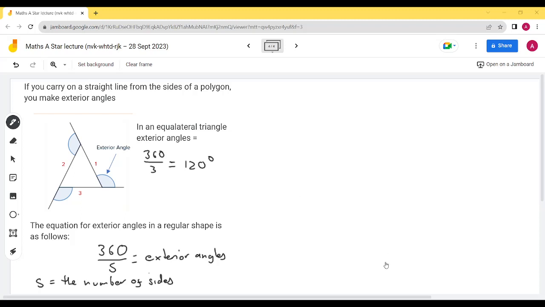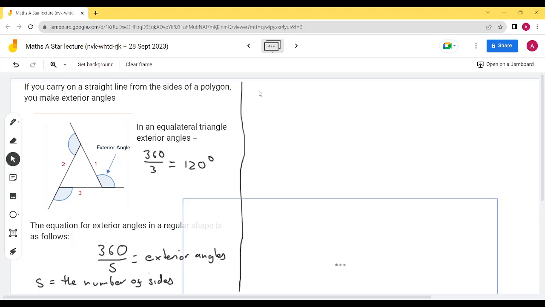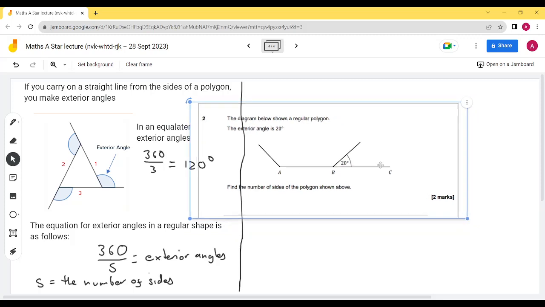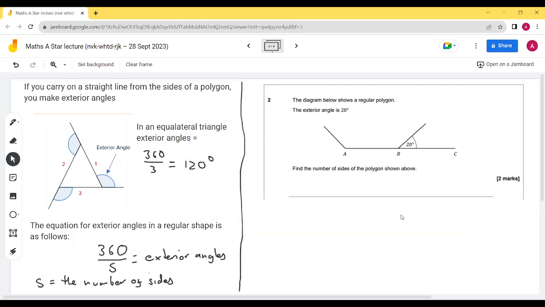And welcome in Ra as well. She's got a question here. And we're told the diagram below shows a regular polygon. The exterior angle is 20 degrees. Find the number of sides of the polygon shown above. So what we can do for this question, we know the shape's regular, so we can use our equation, which is 360 divided by the amount of sides, and we know equals 20 degrees.